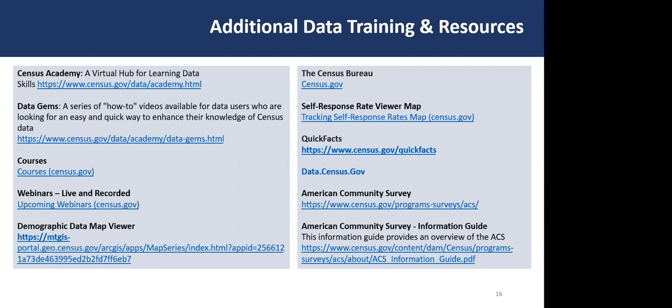Our Census QuickFacts, as Tim mentioned, the link is there, census.gov/quickfacts, data.census.gov, again, chock full of information and data available for you to help really deepen and strengthen your stories. The American Community Survey, as Tim explained this morning, the link is right there at census.gov/programs-surveys/ACS, and the ACS information guide, which really helps you to understand the depth and detail within the American Community Survey.